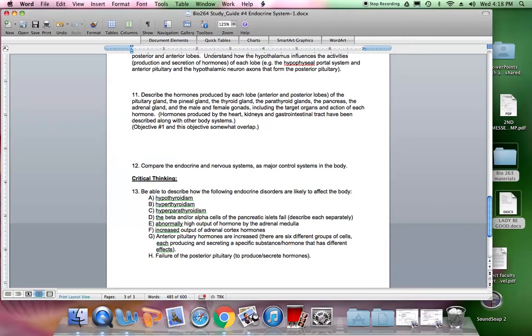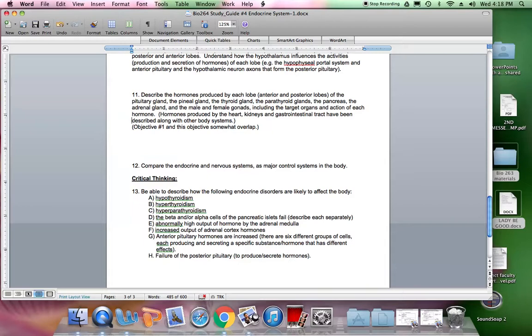If you have an abnormally high output of the hormone of the adrenal medulla, remember that's adrenaline or epinephrine, think about if that was really, really high. Or if you have an increased output of the adrenal cortex hormones, any one of those three, think about what can happen. And I know that this is also discussed in the PowerPoint and in your book. Anterior pituitary hormones, there are 6 different kinds. Remember, about 4 of them are actually tropic hormones. That means they target another endocrine gland and will act on that to affect its production and secretion of hormone.